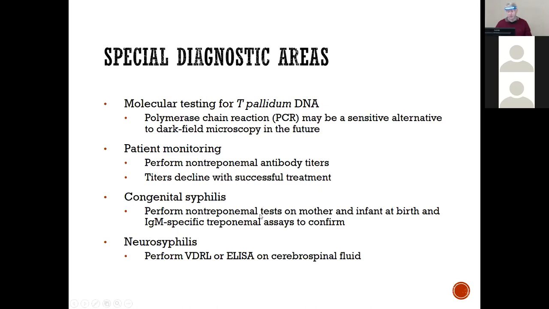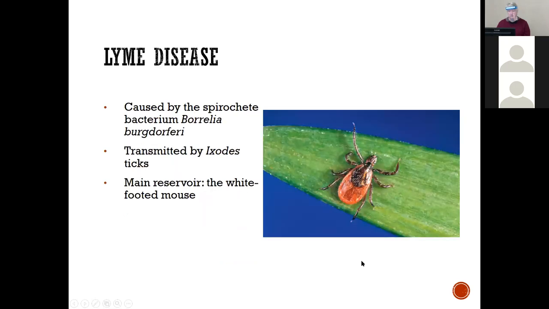Congenital syphilis: perform a non-treponemal test on mother and infant at birth, looking for IgM-specific treponemal assays to confirm. So if the baby was born and something doesn't seem right, you definitely could run the antibody test at that point. And if you have neurosyphilis, perform the VDRL or ELISA on the cerebrospinal fluid, because that's where it is, basically. All right, how are we doing? We spent a lot of time on syphilis, I know, but it's number one.